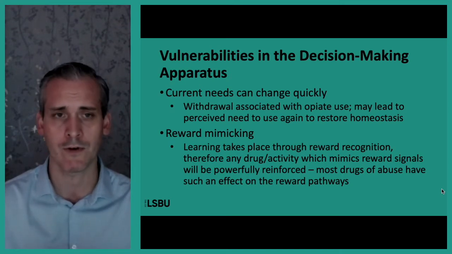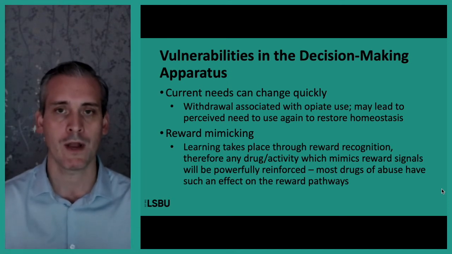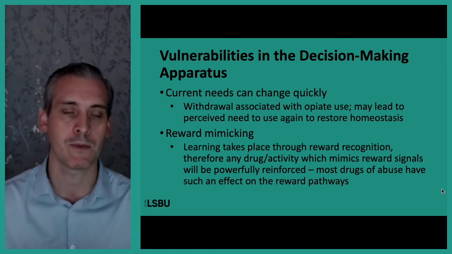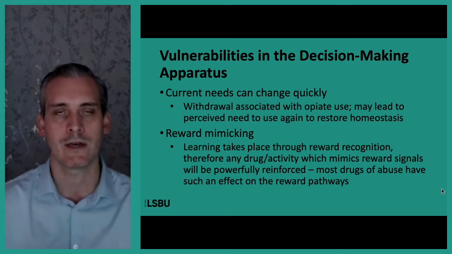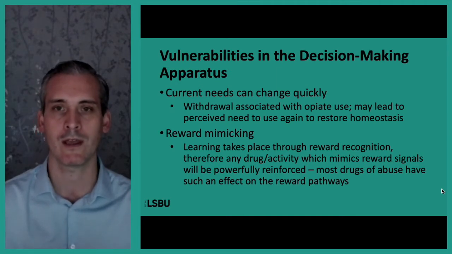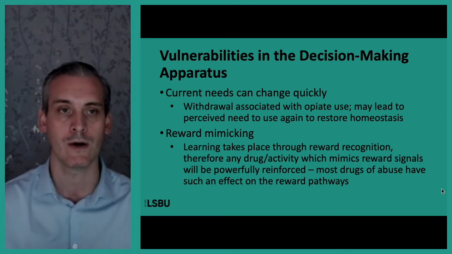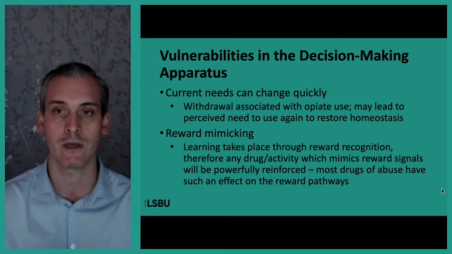The first thing that they identify is this notion that our current needs can change quickly. So based upon our previously learned experiences, if we're faced with a particular situation, we decide what to do next, and we implement our decision. So through life, you're constantly travelling through time, you have to make decisions. The problem is that our current needs can change quickly, and our decision-making systems aren't necessarily set up to deal with particularly abrupt changes to the way that we're currently feeling, the way that we're currently experiencing the world. And so a good example of that would be when people are experiencing withdrawal, which would be strongly associated with opiate use.